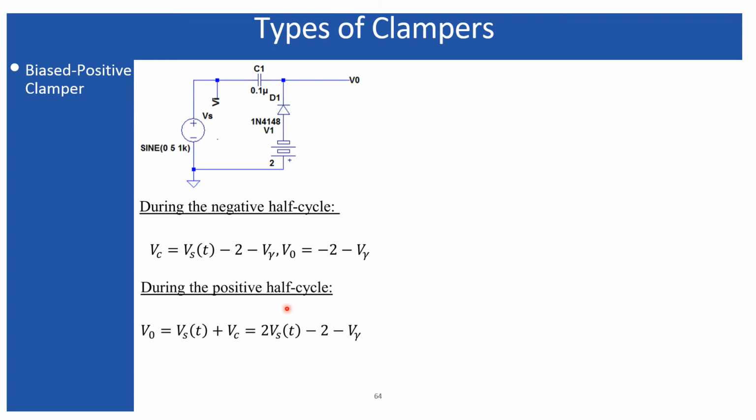During the positive half cycle, and here I am assuming the ideal characteristics of the diode, so that means I am considering it a short circuit. For the output during the negative half cycle, as I am considering the negative half cycle first, the output is minus 2 volt. For the positive half cycle, the same event will be repeated as I have told for the unbiased case. That means the voltage from the VC, the capacitor, will be added with the applied signal. And finally, this will be the voltage across the output.